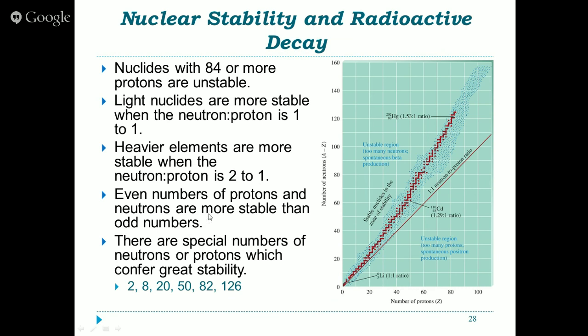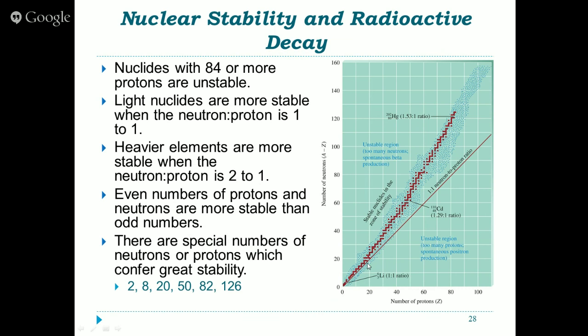Also, we see that even is better than odd. So when we have even numbers of protons and neutrons, it's much more stable. And then there are special cases, which we call magic numbers, which show great stability. So when we have 2, 8, 20, 50, 82, or 126, these show a particular stability of that atom.